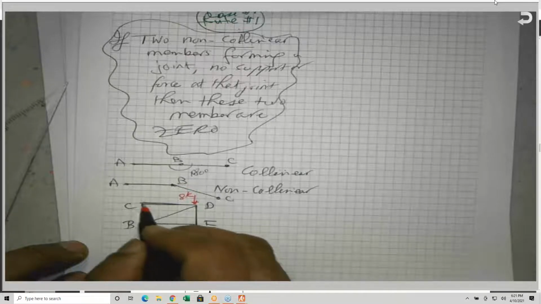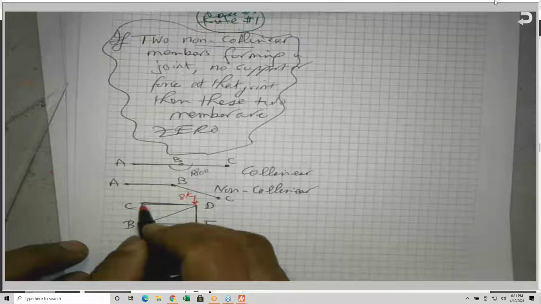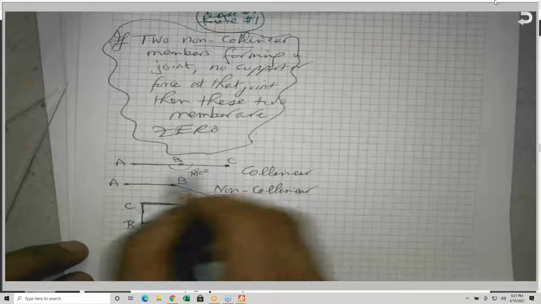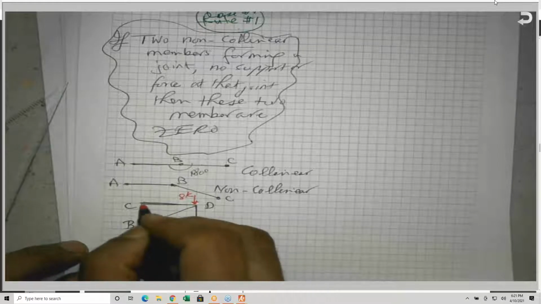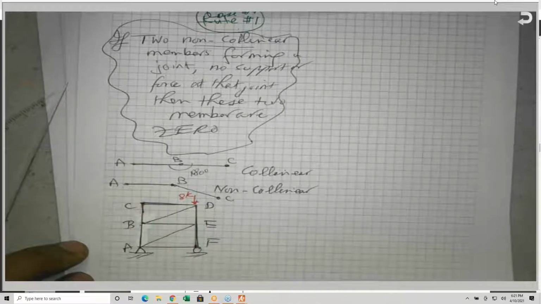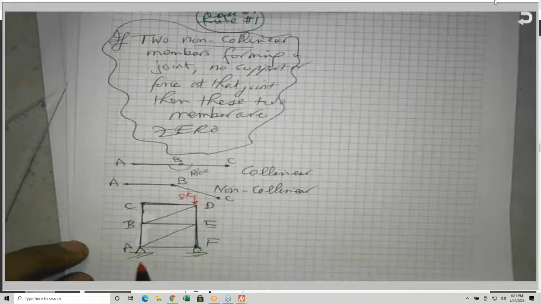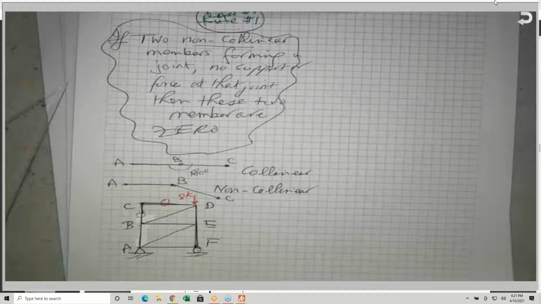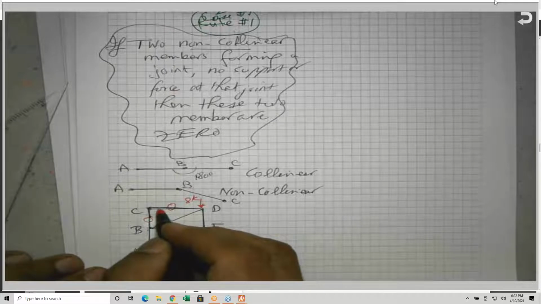So member CD and member CB are non-collinear because they do not have the same line of action. They have an angle, in this case 90 degrees, and they form a joint, which is joint C. There is no load there and no support, so this is a zero force member. Simply, you can take this joint out.